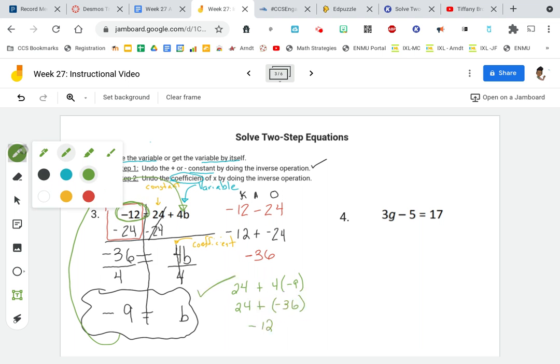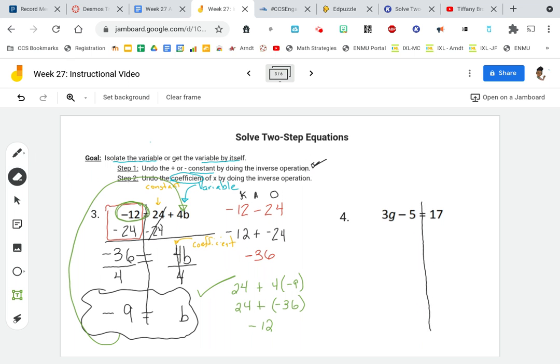All right, the next problem is 3g minus 5 equals 17. Again, we have two sides of the equation. The equation is separated by the equal sign. And remember, our goal is to isolate the variable. So it's important that we say, oh, well, this time the variable is over here on the left. So that means that most of my work needs to be focused on the left-hand side and getting that variable by itself.